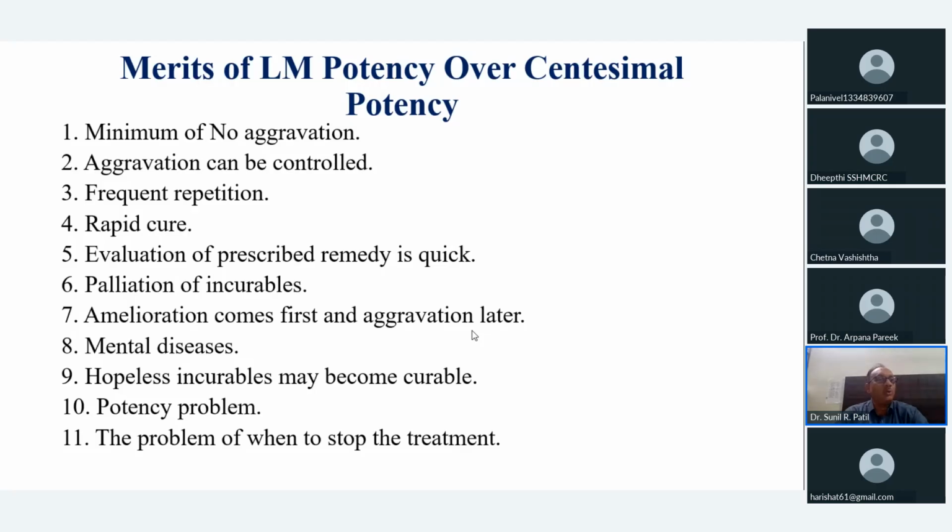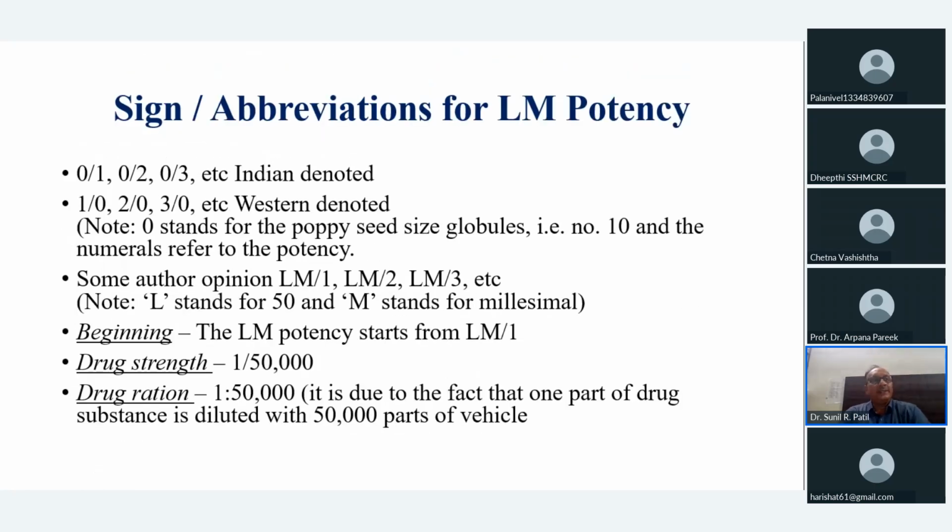Thus, due to the above said, these are the advantages or merits of the LM potency over the centesimal and the decimal. Dr. Hahnemann actually made his goal the ideal cure. This is aphorism number two, which puts this very highest ideal cure. These are the merits of the LM over the centesimal scale potency. Okay, now the signs and abbreviations.